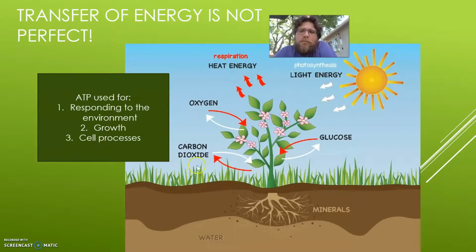So I have a model of a plant, and light energy is coming in, and this plant's converting that light energy into glucose. And then that plant will use that glucose to do cell respiration, to grow, to respond to the environment, just to keep the cell going, normal cell processes. And in the process of doing all this, it's releasing heat energy. It's waste heat. It's imperfect.